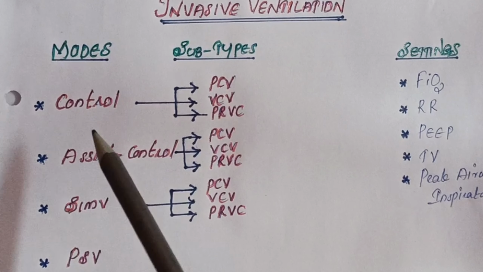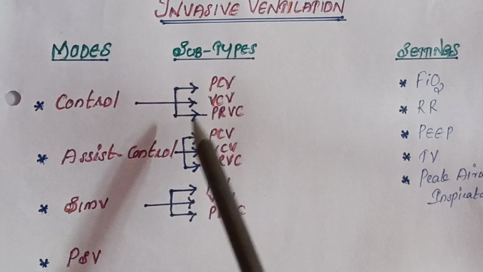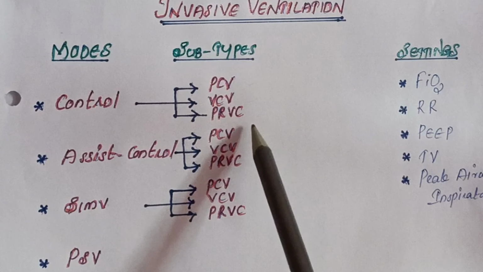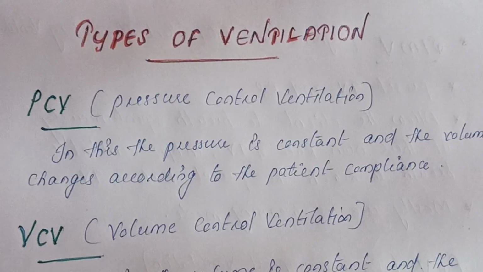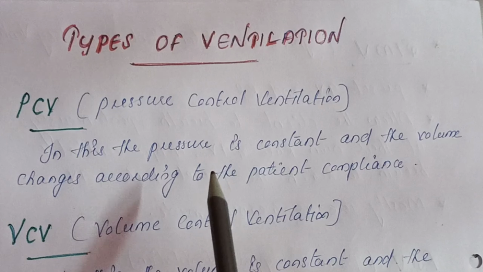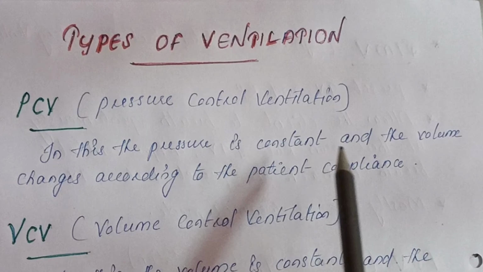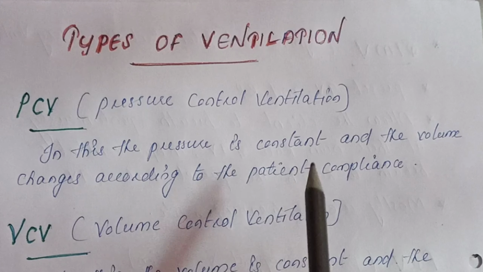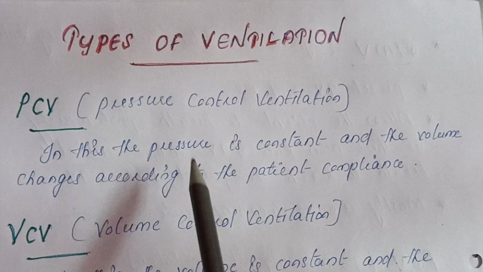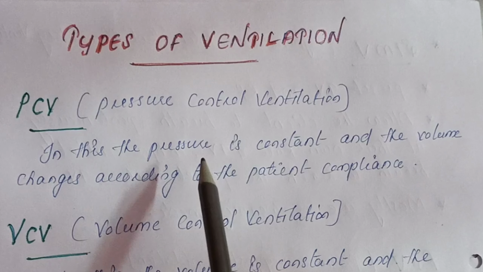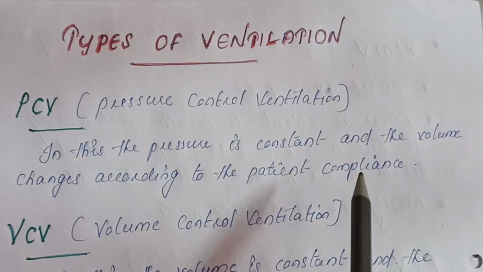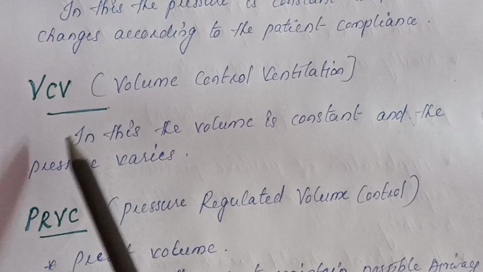Now, in each of these modes, we have subtypes. They are pressure control ventilation, volume control ventilation and PRVC. So the first type is pressure control ventilation. In pressure control ventilation, the pressure is constant and the volume changes according to the patient's compliance. We will set the pressure in the ventilator and the tidal volume will change according to the patient's compliance.